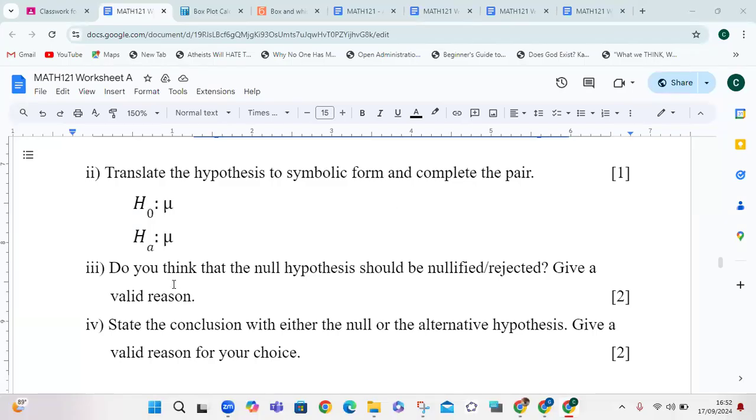Number 32, worksheet A, number 32, G part 3 says, do you think that the null hypothesis should be nullified or rejected? Give a reason, or give a valid reason, for your answer.